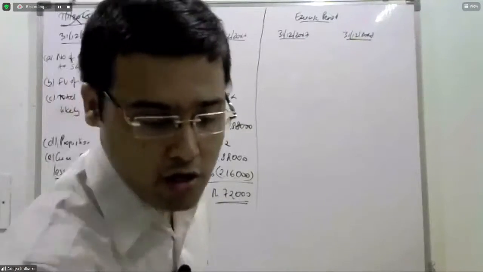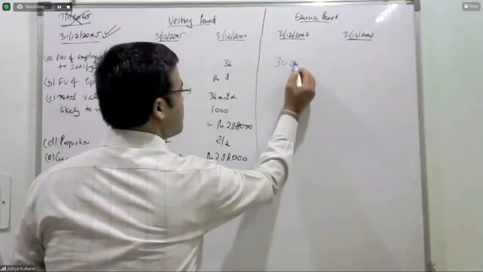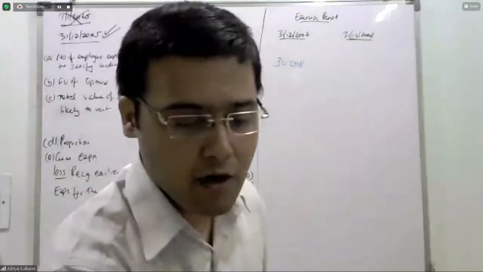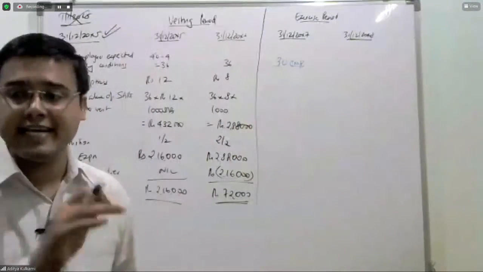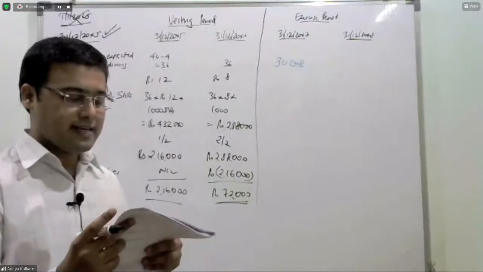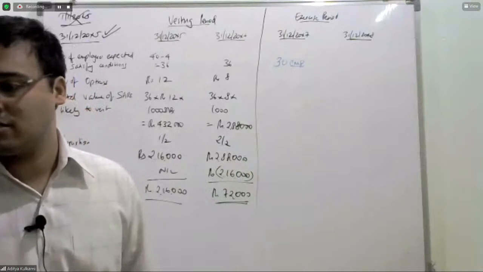So therefore, on 31st December, it will be 30 employees. Why 30 employees? Because 30 employees only have not exercised. 6 employees have exercised. We will see what is the entry that has to be passed for that.